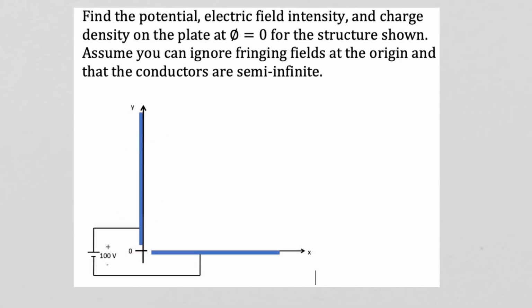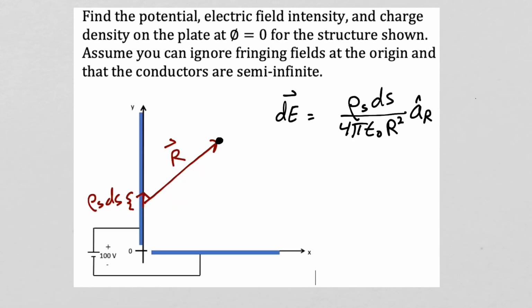Here we have two conductors and a voltage source attached to them, and we want to find the electric field intensity and the electric potential field everywhere. We have used a variety of techniques to find the electric field intensity. One of them was from Coulomb's law.